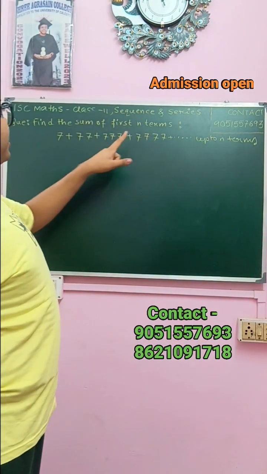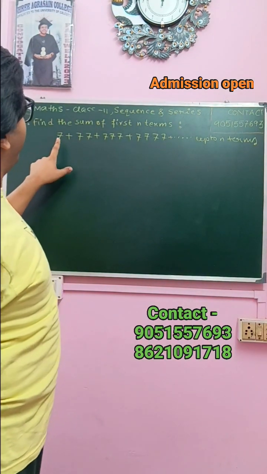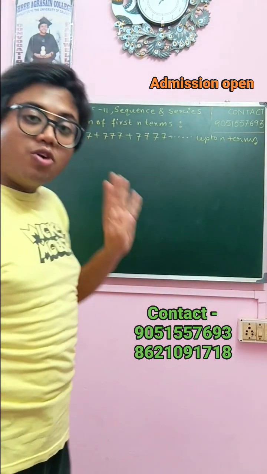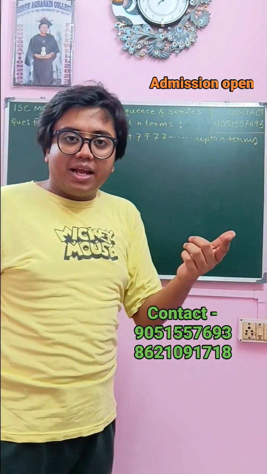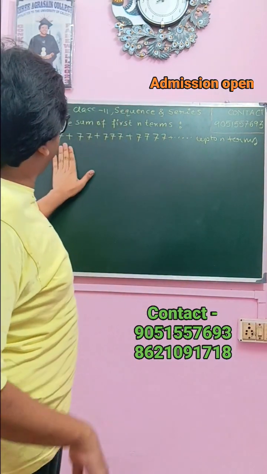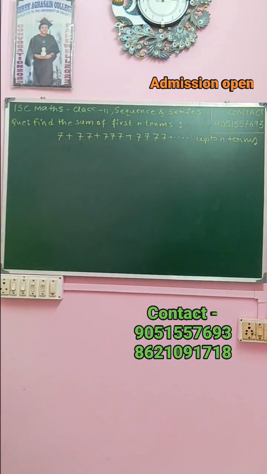This is a very important and interesting problem from sequence and series, for class 11. The sum looks like 7 plus twice 7 plus thrice 7 plus 4 times 7 plus up to n times. That means up to n times repeated n's. We have to find the summation of this thing. How to do this? Let's see.